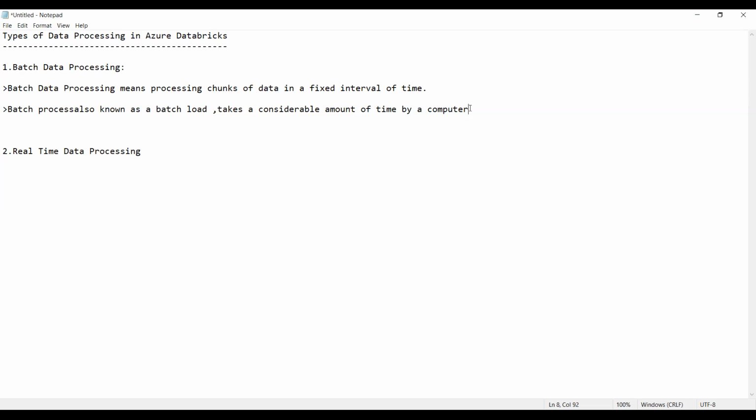So why is the data submitted in the form of small chunks? To reduce the workload and make the process a bit faster. Also, to make it run parallelly. So it also helps in running parallelly.